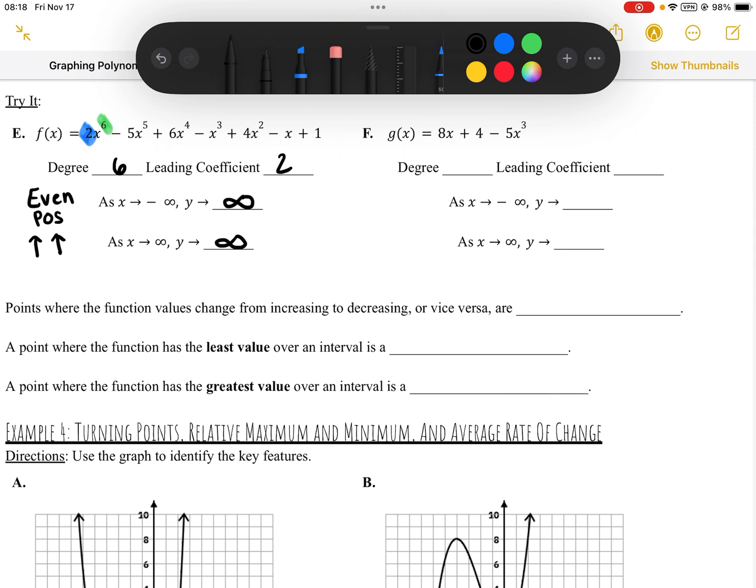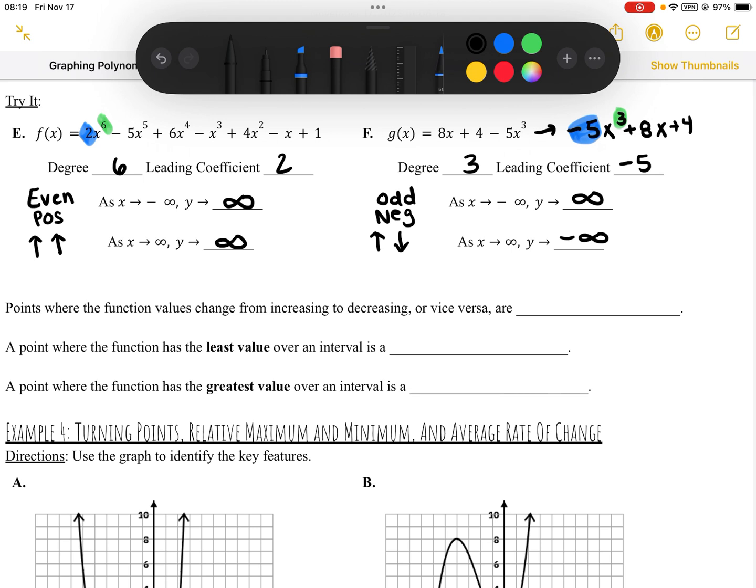For F, I have g of x equals 8x plus 4 minus 5x cubed. This one I need to rewrite in standard form, which is negative 5x cubed plus 8x plus 4. My degree is going to be 3. My leading coefficient is going to be negative 5. So my degree is odd. My leading coefficient is negative. So my end behaviors, the first one will go up towards the left. On the right, it'll go down. So as x goes to negative infinity, y goes to positive infinity. As x goes to infinity, y goes to negative infinity.